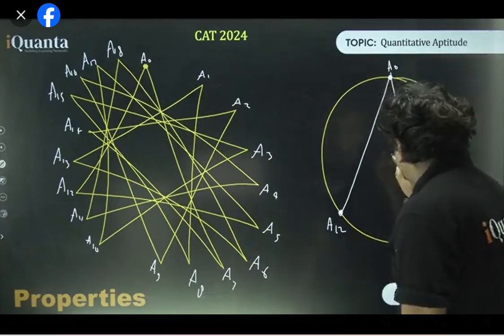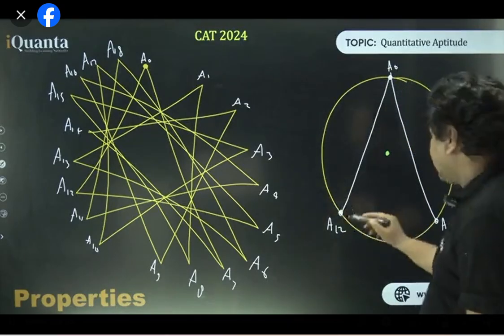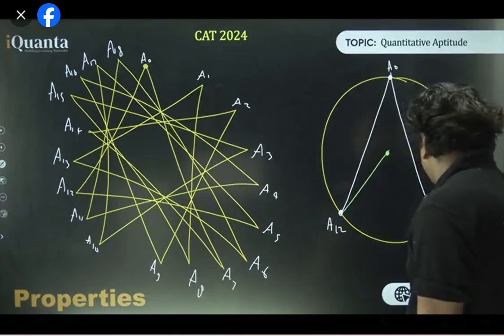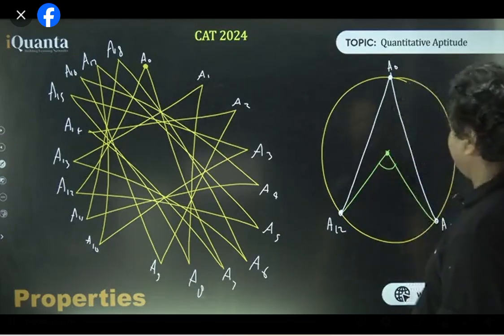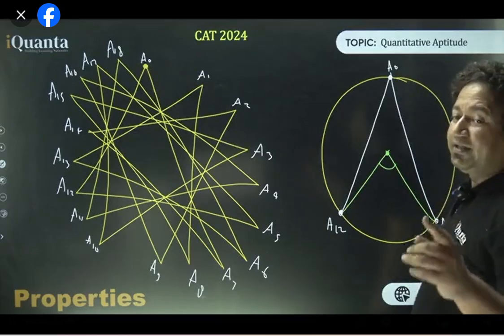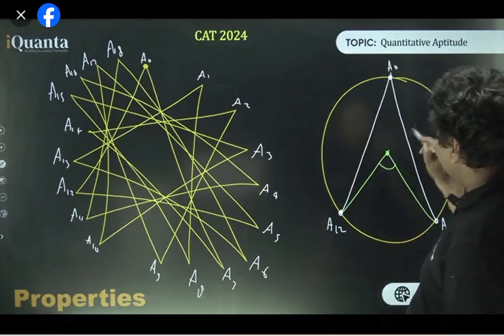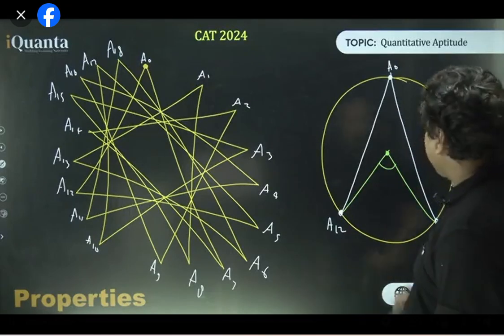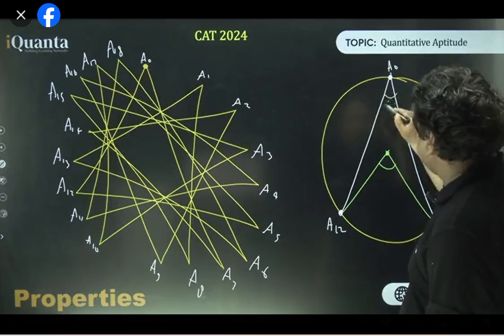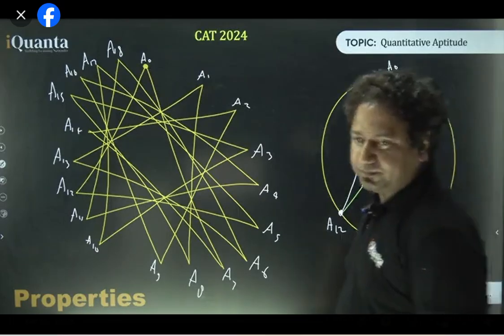So let this be the center of the circle. If there is a circle, there has to be a center. Let me join A12 and A7 and I get an angle here. From the property that I've discussed today, the angle subtended at the center is double that at the circumference. That means if this angle is theta, this has to be 2 theta.